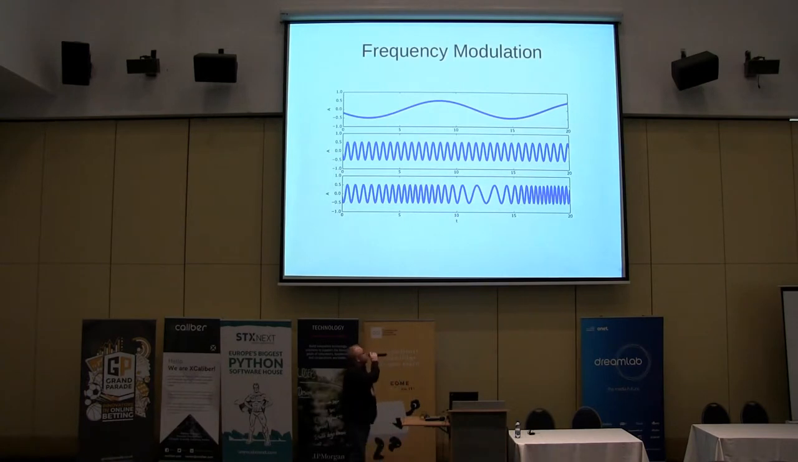In case of frequency modulation, you also change the other parameter, which is the frequency. And you can see here that the output signal in the bottom has the same amplitude throughout the transmission, and that's really nice. Because it doesn't matter how far from the transmitter you are, you will always get a signal that's easily recoverable.